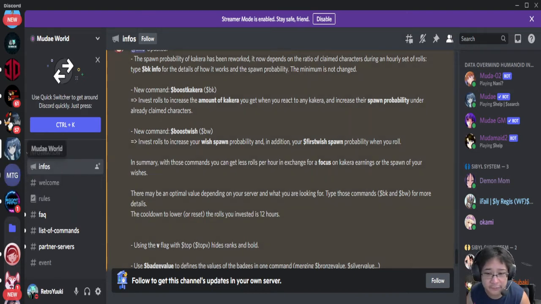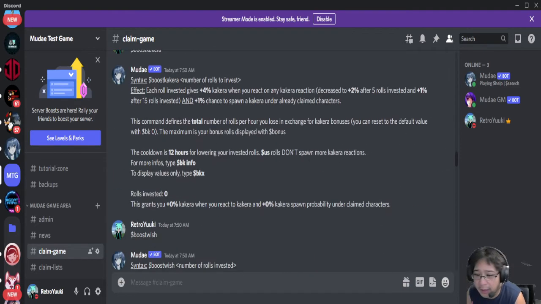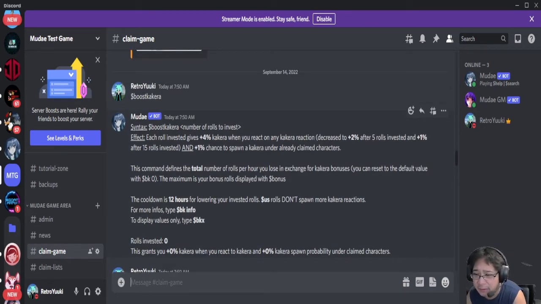So the idea of this one is to boost your chances of getting a Kakera loot or a Kakera wish. But you have to use your Kakera loot bonuses in order to really activate this. So I want to show you what I did. For testing purposes, the first command you need to know about is $BK, boost Kakera. The idea is to boost your Kakera, but you need to invest your bonus rolls.